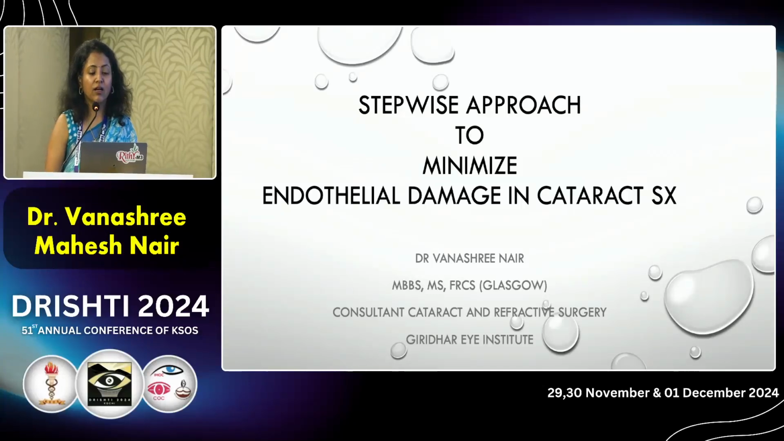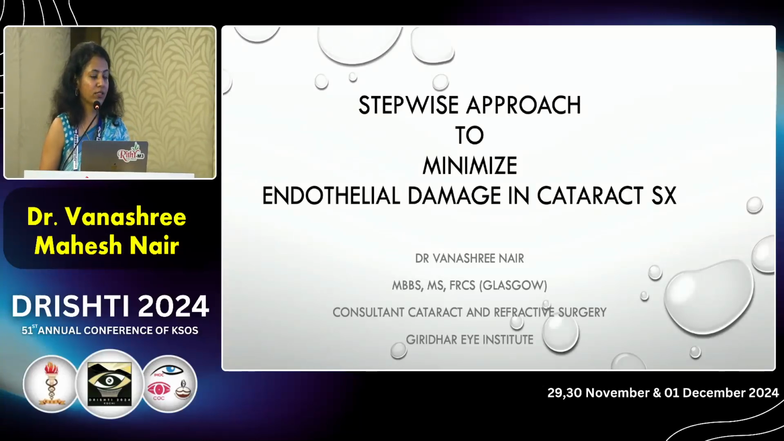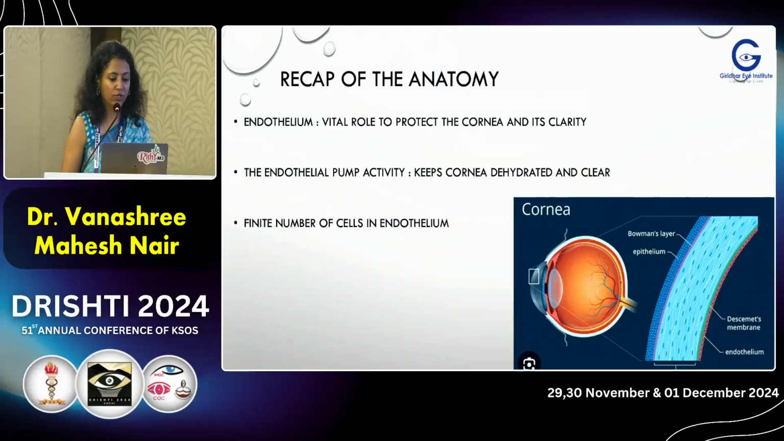Discussing a stepwise approach to minimize endothelial damage in cataract surgery. So basically there are two aspects here: normal routine cases that we do and also cases which have a low endothelial count. So just a quick recap of the anatomy of the cornea. As we all know, the endothelium, which is the innermost layer, has a very vital role to play to protect the cornea and its clarity.